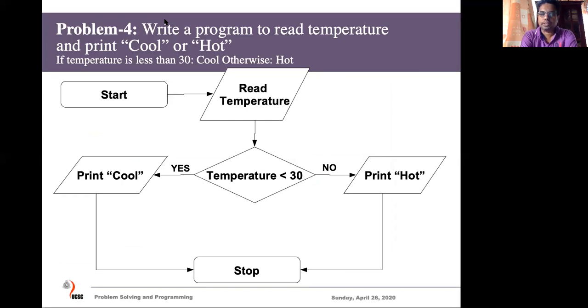Now, let's see about conditions. The flowchart has a conditional symbol, the check condition symbol. In this symbol, we write a condition. If that condition is satisfied, we say yes, true. If that condition is false, we say no or false. So using the conditional symbol, we can branch or divide the execution into two different sequences.